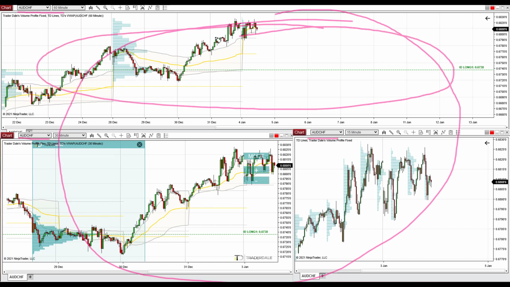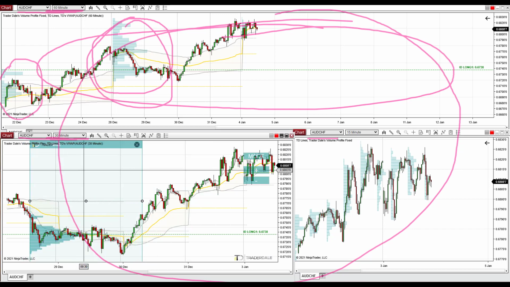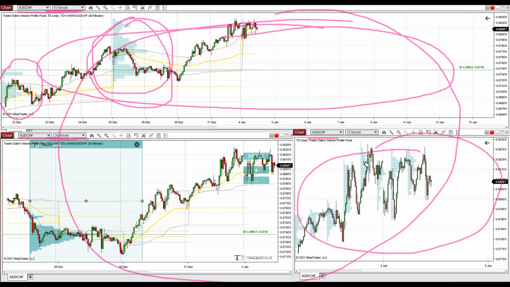This chart at the top is a 60-minute chart where I have weekly volume profiles. Every week a volume profile gets automatically printed there. Then this chart is a 30-minute chart where I use flexible volume profile. That's a profile which you can move around like this. And the last chart, this one, is a 15-minute chart where I have 4-hour volume profiles. Those are automatically printed every 4 hours.